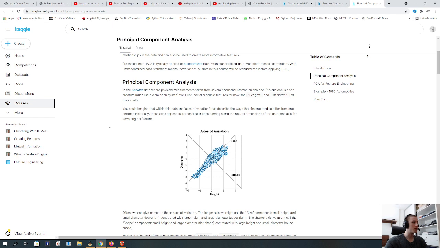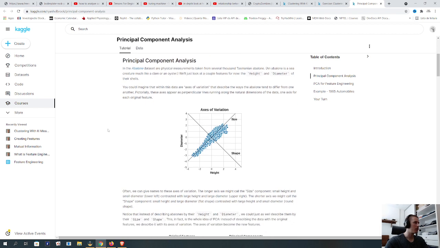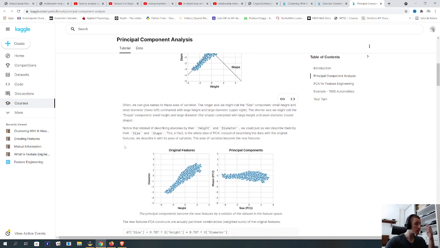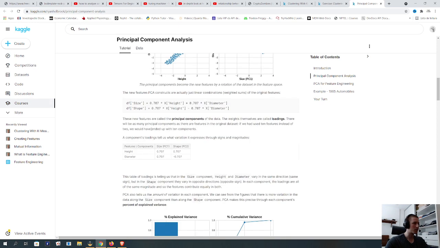Technical note: PCA is typically applied to standardized data. With standardized data, variation means correlation. With unstandardized data, variation means covariance. All data in this course will be standardized before applying PCA. The abalone dataset has physical measurements taken from several thousand Tasmanian abalone. I'm not gonna read all this stuff. Often we can give names to the axes of variation. Yes, just explain the data.